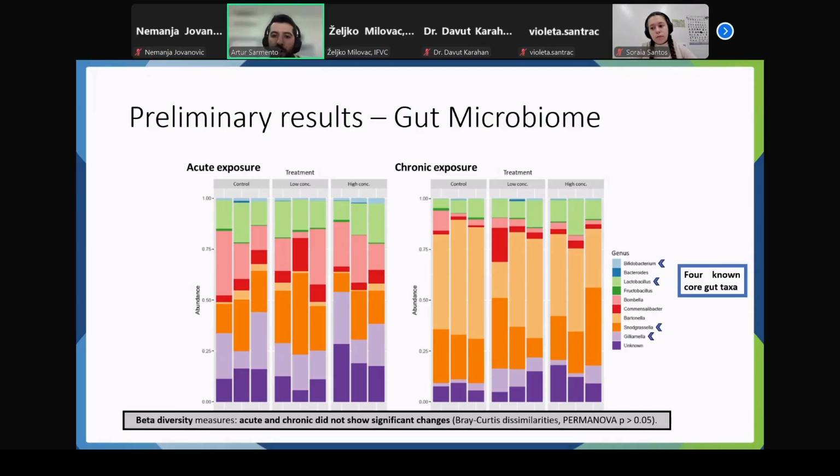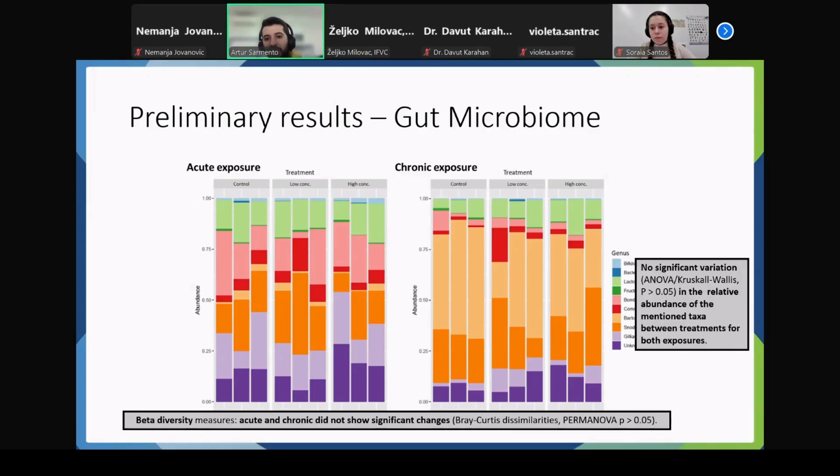But what we saw, and we were really happy with, was that we detected the four known core gut taxa related with honeybees, which are Bifidobacterium, Lactobacillus, Snodgrassella, and Gilliamella. We also detected some non-core members usually associated with honeybees, which are Bombella, Commensalibacter, and Bartonella. Then we ran other statistical tests to check if there was a difference in the relative abundance of these taxa, but we did not see any difference.